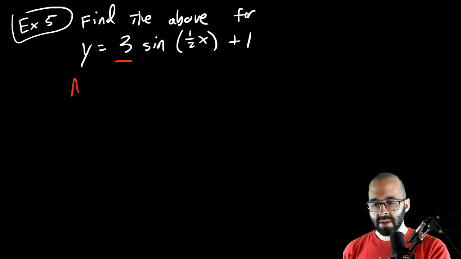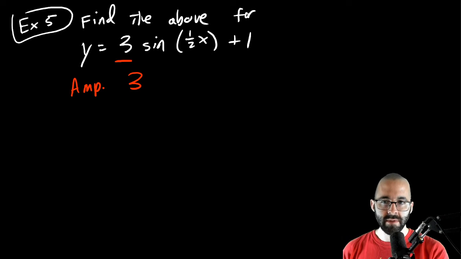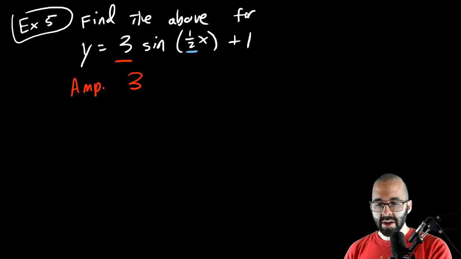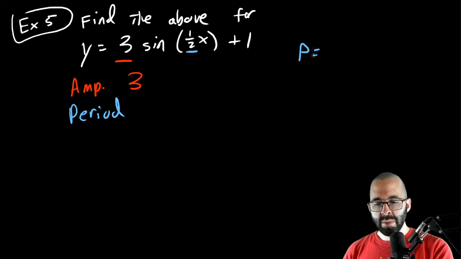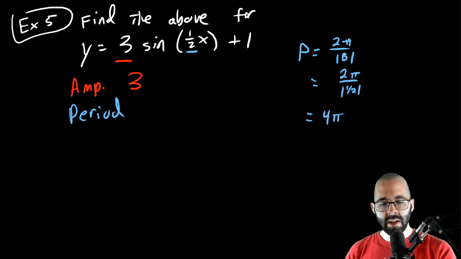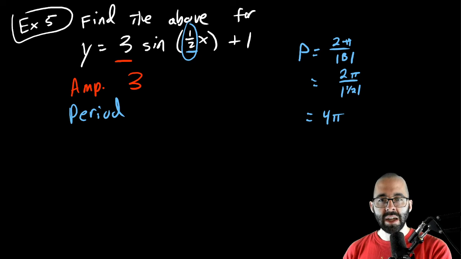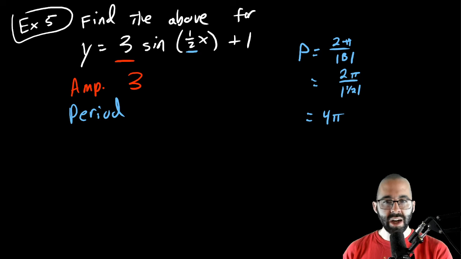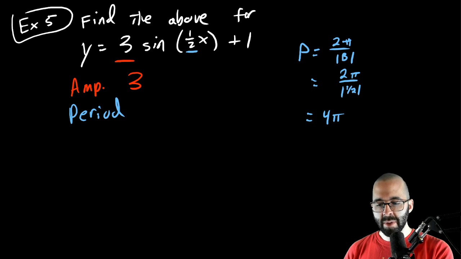Here's our a value. The amplitude is the positive version of this, which is just 3. This is our b value. Period. Let's go off to the side. P is 2 pi divided by the absolute value of b. So it's going to be 2 pi divided by the absolute value of 1/2. Dividing by 1/2 is the same as multiplying by 2. The period is 4 pi. We're going half the speed that we normally oscillate, so it's going to take twice as long. Twice as long as 2 pi is 4 pi.